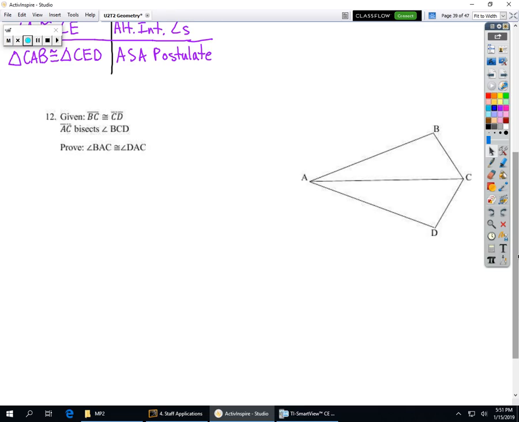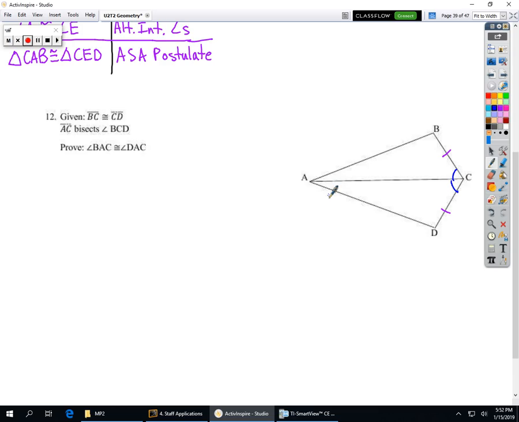Here I have this. So let's mark the information in the diagram first. Well, what does it want me to prove? It wants me to prove that two angles are congruent. It wants me to prove these angles are congruent. Let's see if the information helps us do that. BC is congruent to CD. AC bisects BCD. If it bisects the angle, that means it cuts this angle in half. Right? Using this information, is there any way for me to get from here all the way to there?